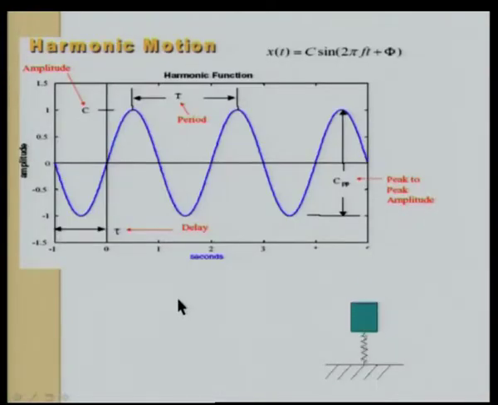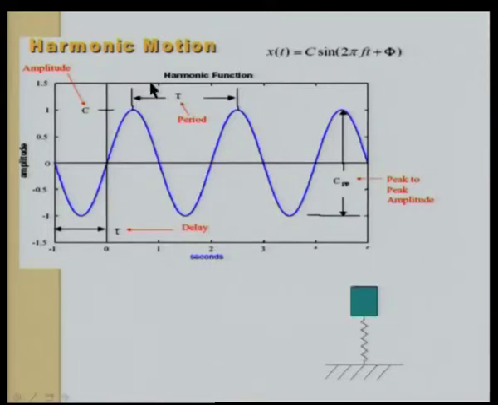Now let us look at some simple motions. Here is a motion that is shown, that of the spring mass. When we plot this motion in terms of time, measuring the amplitude at the tip of the mass, it will look like this. It is a simple sinusoidal motion, and such a motion is called simple harmonic motion.